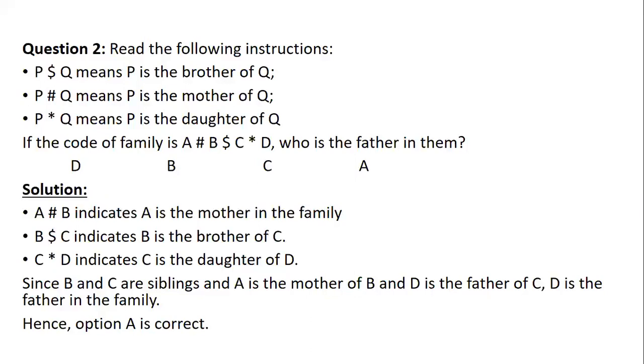Now B dollar C denotes B is the brother of C. Now C multiplication D denotes C is the father of D. So since B and C are siblings in the family, and A is the mother, no other way, D is the father. So option A is correct. That is, D is the father. So option A is correct.